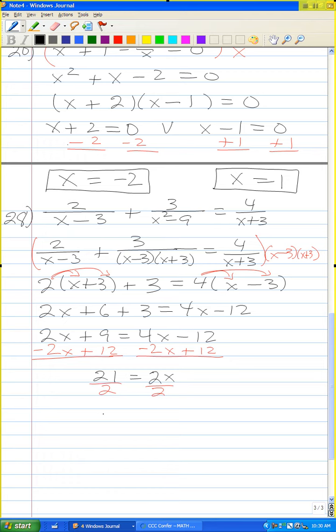And so x is equal to 21 over 2. When x is 21 over 2, you're not dividing by 0. You'd only be dividing by 0 if x were 3 or if x were negative 3. And so this is a solution to your equation.